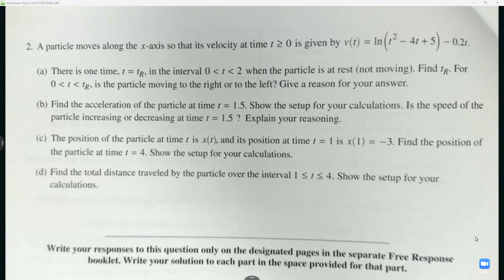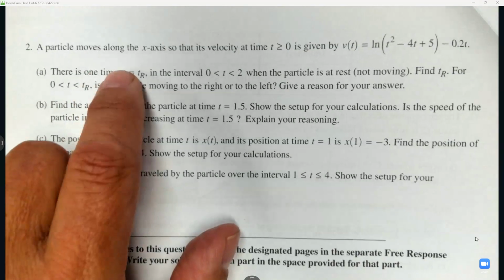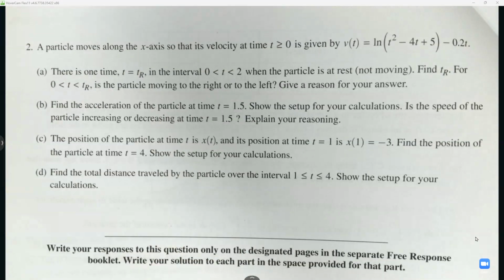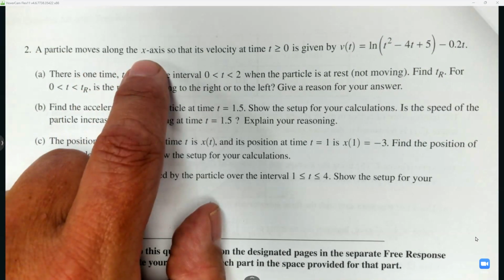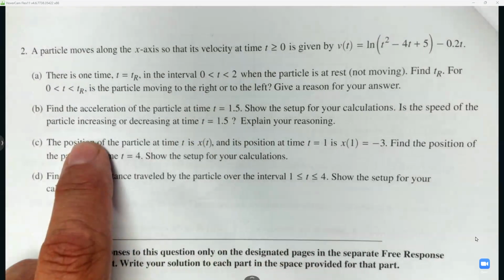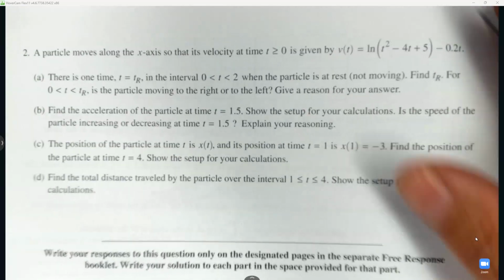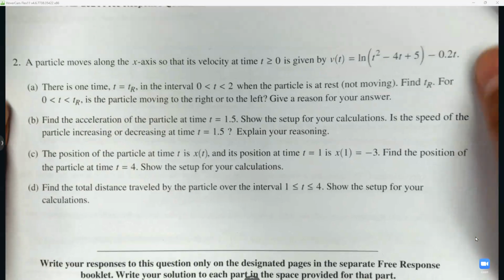All right, here's question number 2 from 2024. And think what type of question it is. So the first question was a table question. Here a particle moves along the x-axis. It talks about velocity. It talks about position. You can see this is a position, velocity, and acceleration question.